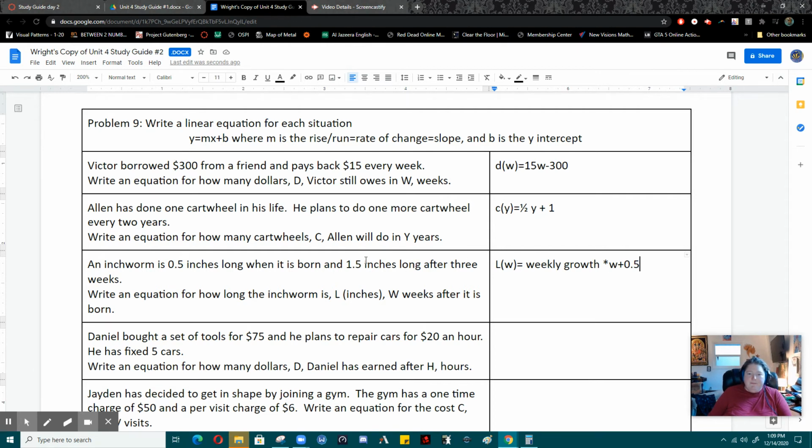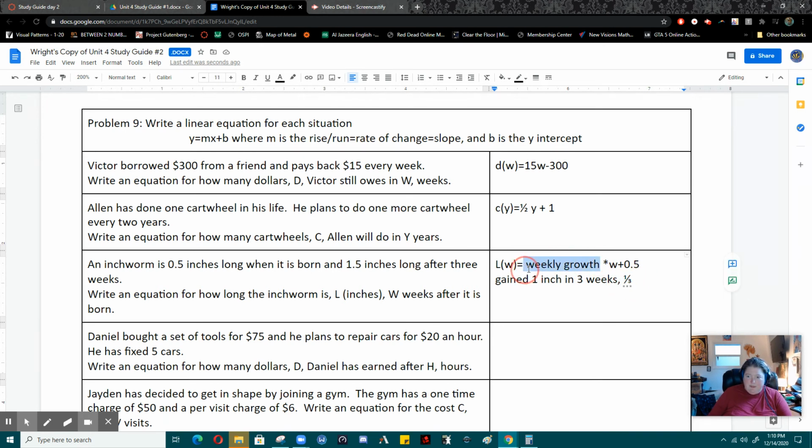So let's look. It's 1/2 inch long when it's born. 3 weeks later, it's 1.5, which means it's gained an inch in 3 weeks. So let's actually translate this into math, right? Instead of "and," I'm going to write 1. Gained 1 inch in 3 weeks. How many inches per week? How about 1 per 3? 1 inch every 3 weeks. So that's our slope. So our weekly growth is 1/3 of an inch.